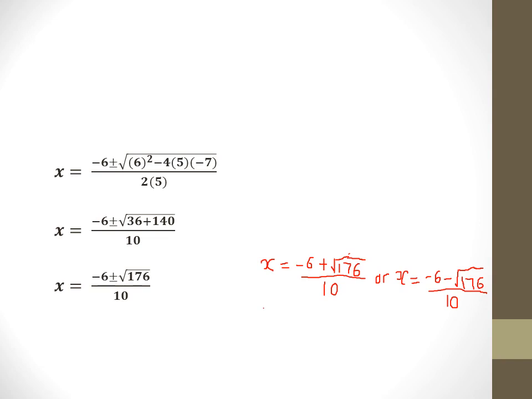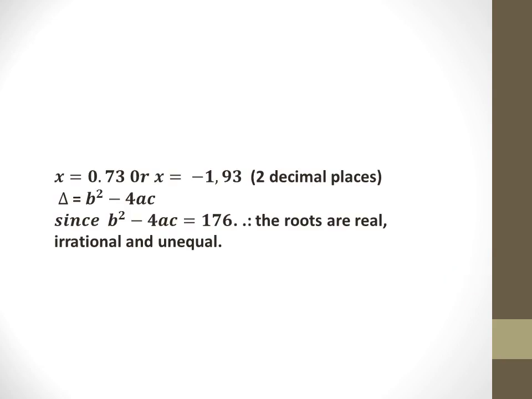So what are the values of x? The values of x are x is equal to 0.73 or x is equal to negative 1.93. You need to convert it to 2 decimal places. So now let's see the nature of root.